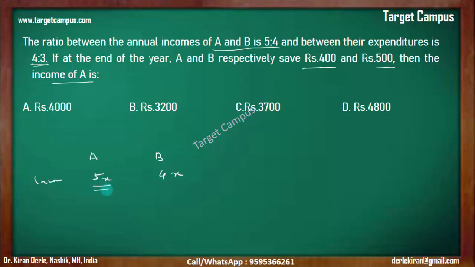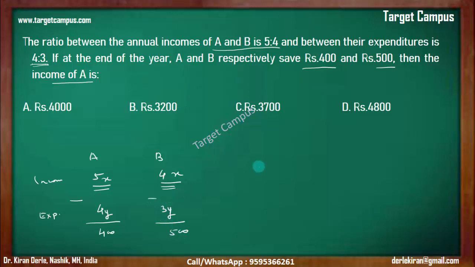If you take common multiple x here, you have to take common multiple x here also, because this is the ratio of incomes, right? And their expenditure is 4:3. You cannot take x here again, right? So take another multiple y. So expenditure is 4y and this is 3y. If at the end of the year A and B respectively save, so income minus expenditure is saving, so this becomes 400 and this becomes 500, right? This is what is given in the question.